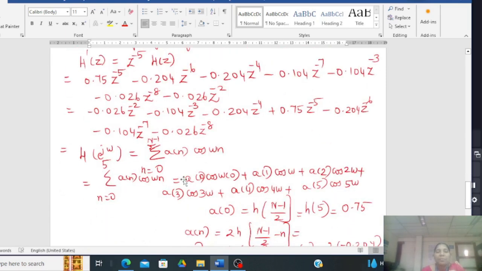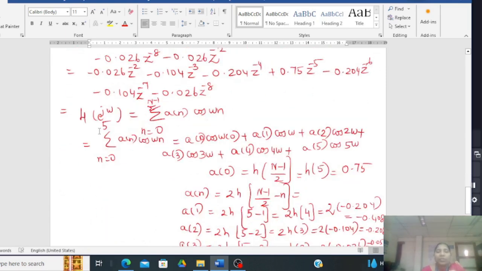Then we have to implement the magnitude function, which is given by h of e power j omega equal to summation n equal to 0 to (N minus 1) by 2 of a of n cos omega n. We'll expand it by substituting N equal to 11. (N minus 1) by 2 is 10 by 2, which is 5. So we'll expand this by substituting n equal to 0 to 5 in this equation. When you substitute the n values, it is a of 0 into cos omega 0 plus a of 1 into cos omega plus and so on, up to a of 5 into cos 5 omega.